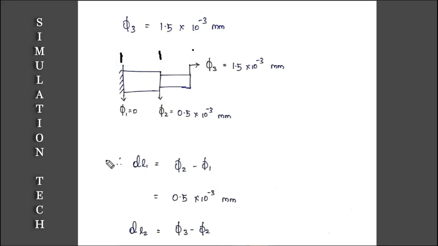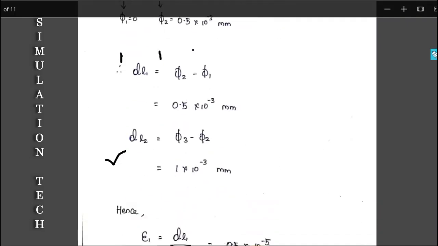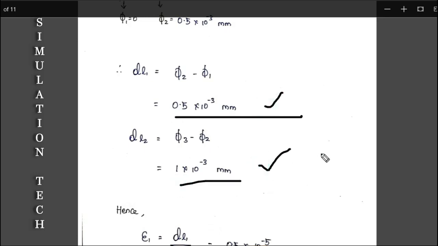So for that, dl1 means pi 2 minus pi 1 and dl2 means pi 3 minus pi 2. If you substitute those particular values over here, you will get the deformation results. So this one and this one. Okay, so these are verified true. These values are equal when we compare to the analytical method, right? So our change in length is obviously equal.